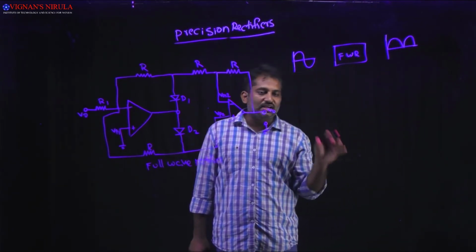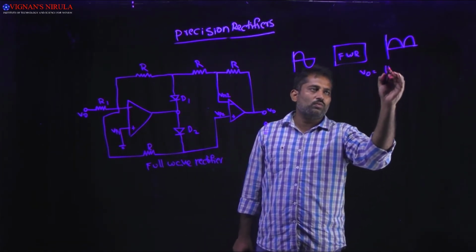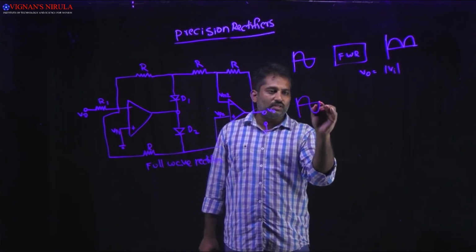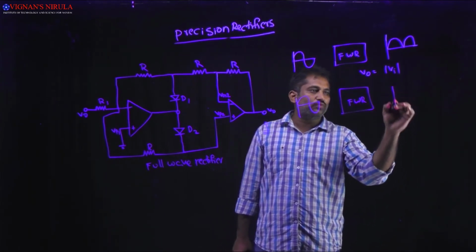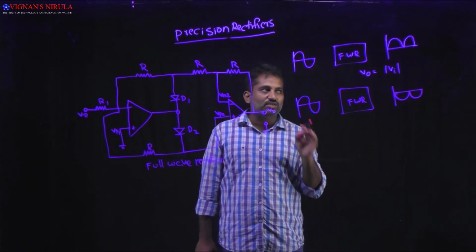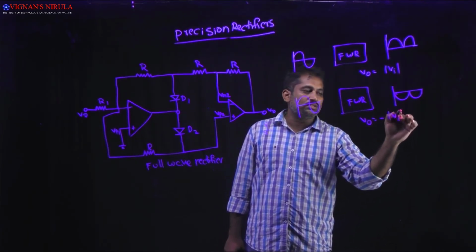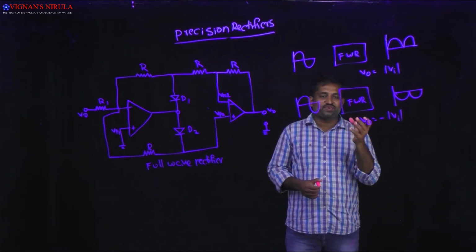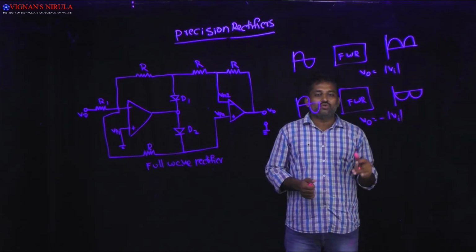That means the condition for generating the positive full wave rectifier is V naught is equal to modulus of Vi. And second, if you apply the input like this to the full wave rectifier, if it is the negative full wave rectifier, then we may get the output like this. So the condition for the negative full wave rectifier is V naught is equal to minus modulus of Vi. These are the two conditions for generating the positive full wave rectifier as well as the negative full wave rectifier.